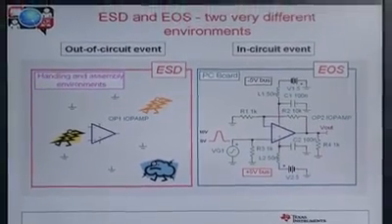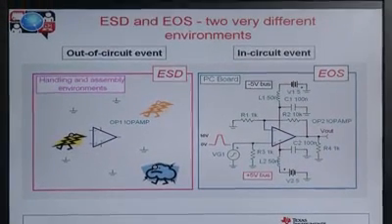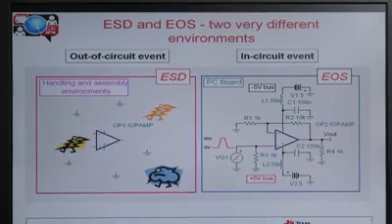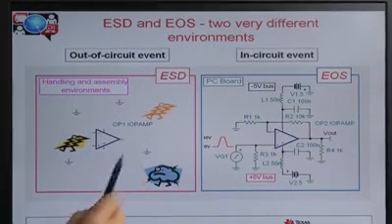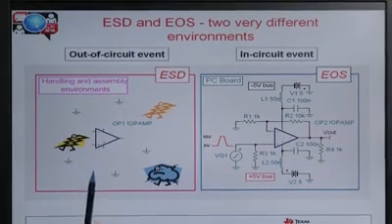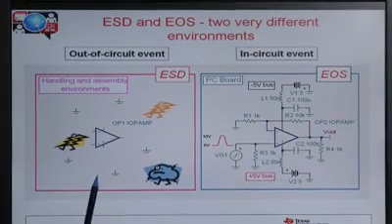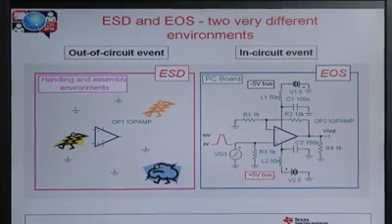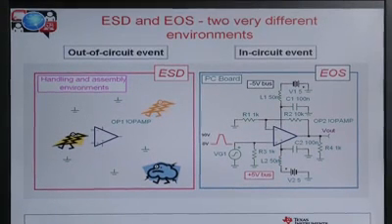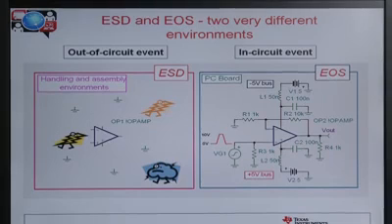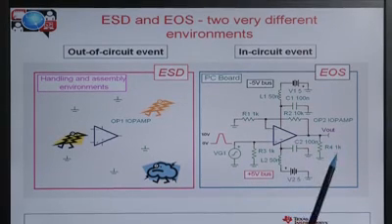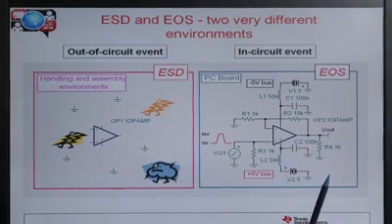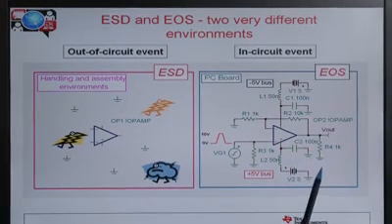Electrostatic discharge is a form of EOS, but it's an out-of-circuit EOS, and really comes about when we're handling and installing the integrated circuit. Internal to the analog integrated circuit are ESD protection circuits, and they are designed to handle this sort of event and protect the integrated circuit during the event. EOS, on the other hand, is where we're operating our integrated circuit. The integrated circuit is installed on a printed circuit board and is in use.